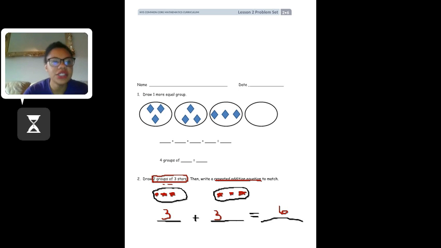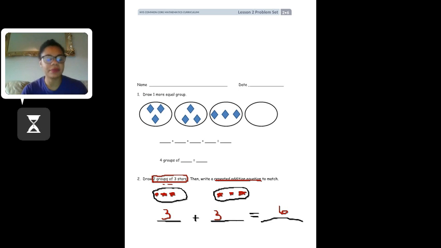So now I need to know, did I answer the question? Number 2 said to draw 2 groups of 3 stars. We have 2 groups. We have 2 equal circles, and each circle has 3 stars in it. So we got that part right. Good job. And then the last one says, then write a repeated addition equation to match. We did 3 plus 3 equals 6. That's our number sentence, and that's right.